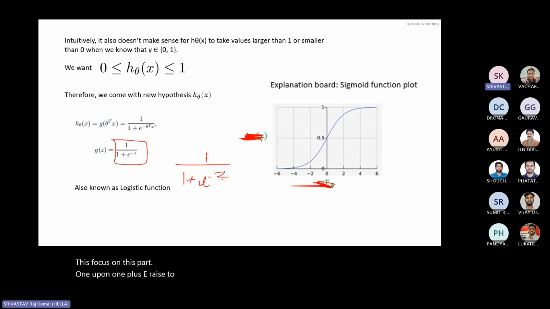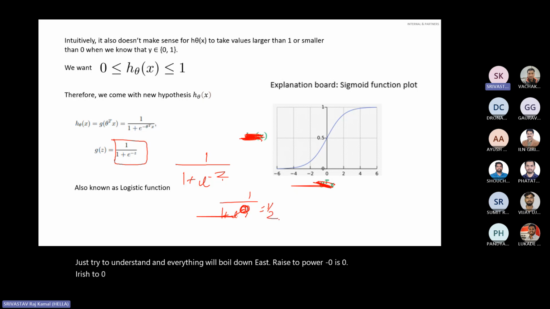Suppose I put z equals 0, guys. Just try to understand, and then everything will boil down. E raised to power minus 0 is 0, e raised to 0 is 1. That becomes 1 by 2. So it says that this is z. If your z is 0, the output of this function would be 0.5.